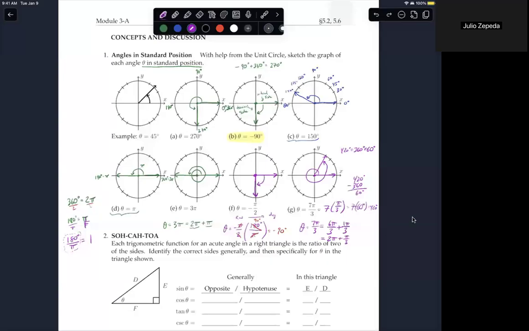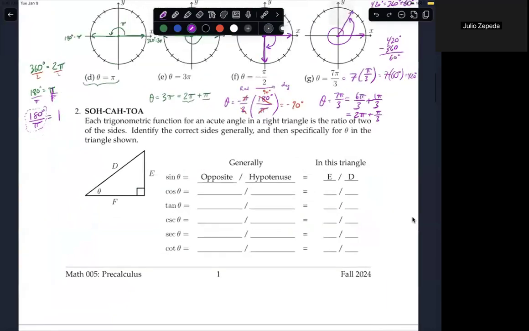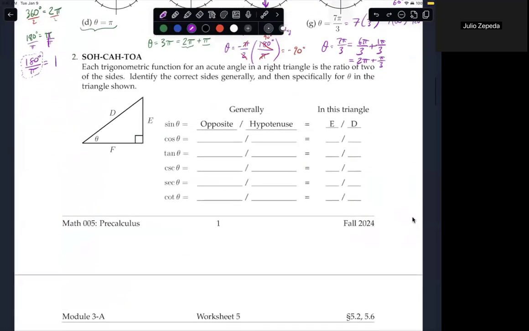All right, so let's move on to problem number two. This is a nice problem, actually, not too complicated. Number two, the title of it is SOHCAHTOA, right? SOHCAHTOA. And SOHCAHTOA stands for the definition of sine of theta.